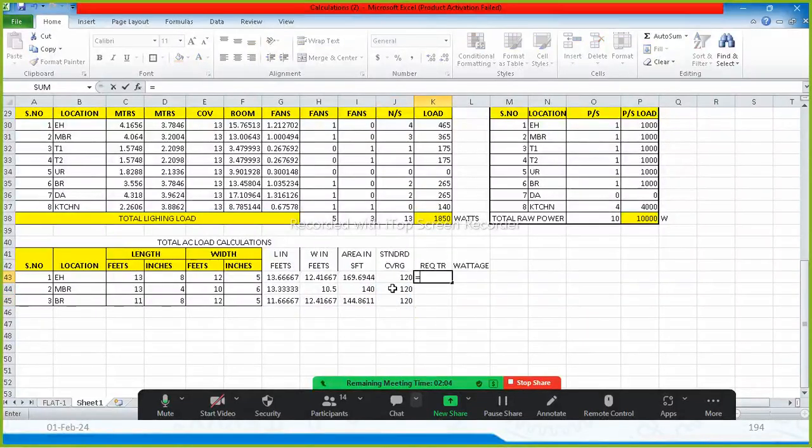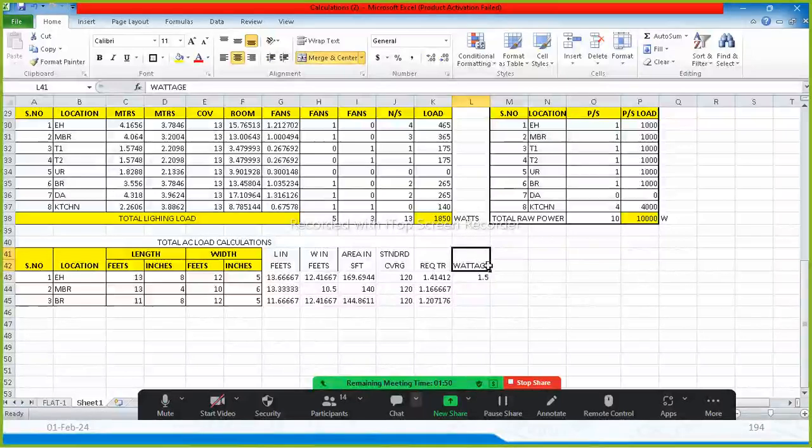Now coming to the required TR. What is the required TR? Area divided by standard coverage, the standard coverage area of 1 AC. So I'll drag it up. Now 1.41 means it's around 1.5. Here I'll write this separately as exact TR. Below 1.25 we take 1, above 1.25 up to 1.75 we take 1.5, and above that we take 2 TR. So I've taken 1.5.